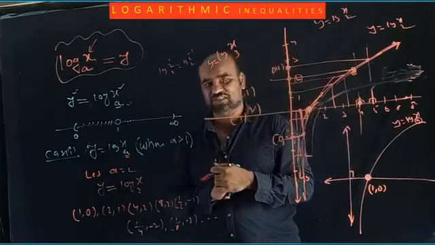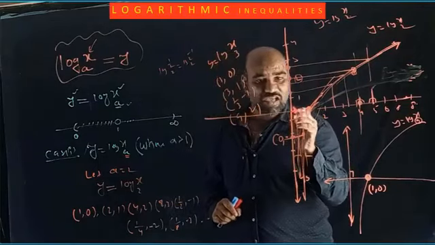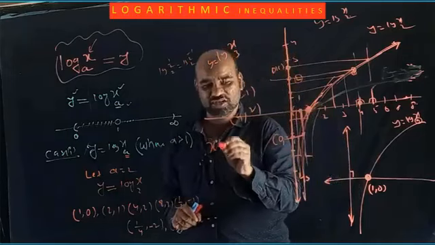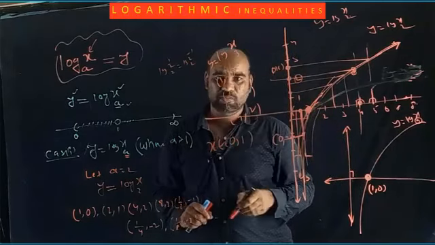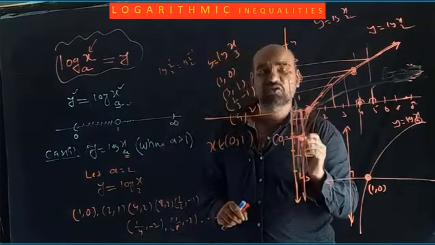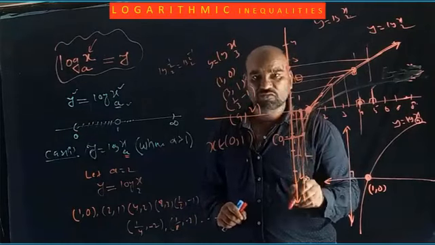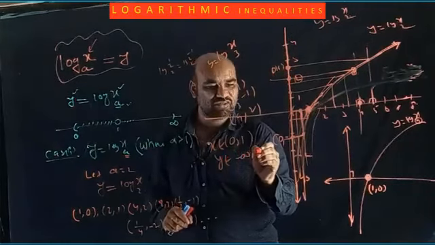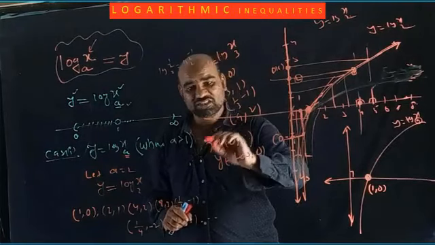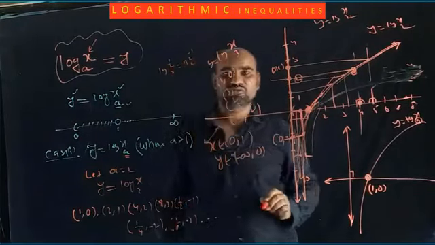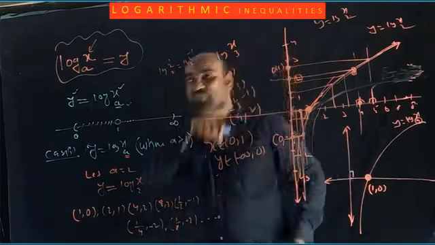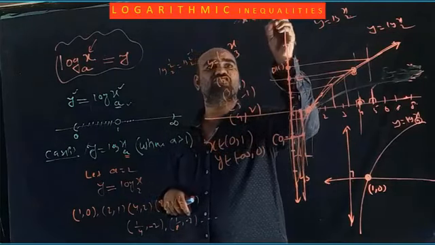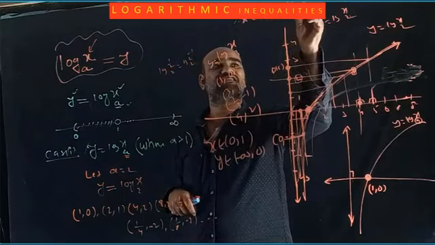Important observation. Take any values of x from 0 to 1. Your y values are negative. All y values are negative. So y belongs to minus infinity to 0. For these x values, your y value is negative. What is the conclusion? Conclusion: if x belongs to 0 to 1, then y is negative.